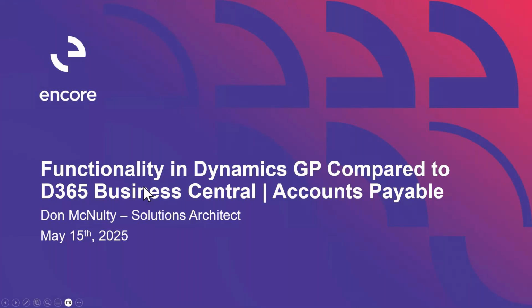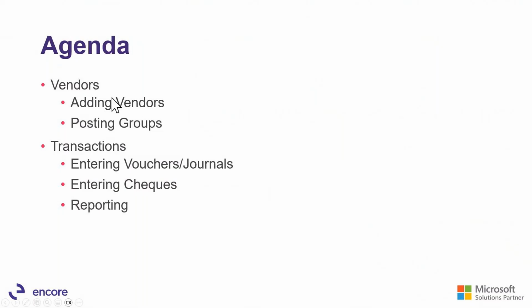So today I'm going to talk about GP compared to Business Central. Basically, we're going to cover some very basic functionality that we all use all the time for those in the accounts payable world. We're going to look at some vendors, add some vendors, and talk about some posting groups, which would be the same as the distributions in GP. We'll also show some of the features attached to Business Central that are not in Great Plains, so you get an idea of some of the things that you can gain.